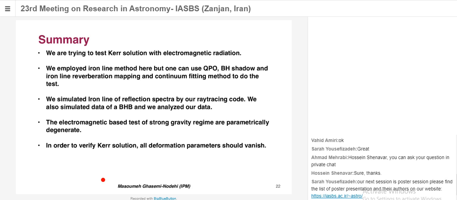We simulate the iron line of reflection spectra with our ray tracing code, and we also simulate data of a black hole binary, and we analyze our data. In general, the electromagnetic-based tests of the strong gravity regime are parametrically degenerate, and in order to verify the Kerr solution, our deformation parameters should vanish.